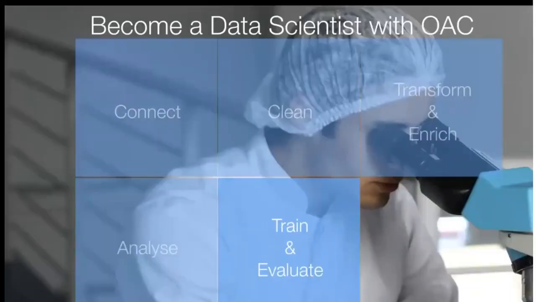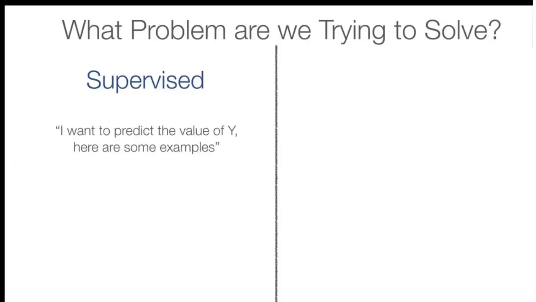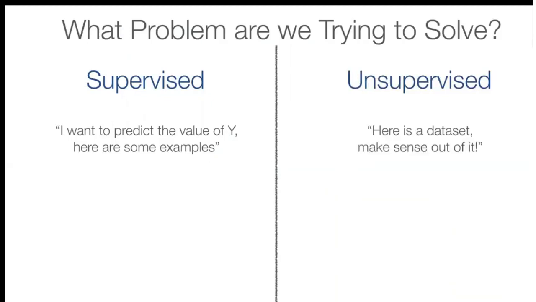Once we understood which features we need to use to create a predictive model, it's time to do model training. What problems are we trying to solve? Basically, with OAC, you can solve two types of machine learning problems. First is called supervised, where basically I have a history of the value that I want to predict, and I will use this history in order to feed the model. On the other side, I have unsupervised problems where basically I have a data set and I need the computer's help to make sense of it.